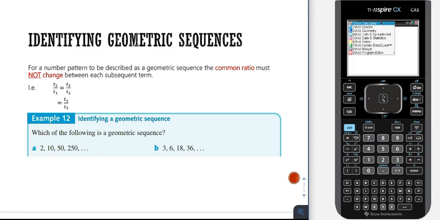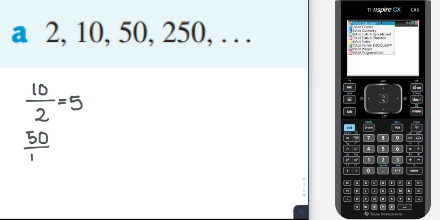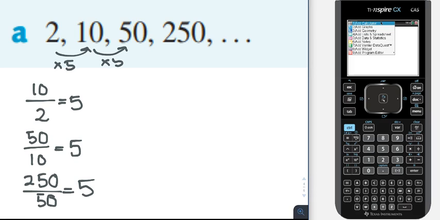Now, identifying if it is actually geometric. For a number pattern to be described as geometric, the common ratio cannot change between each subsequent term. As I go through and look at each subsequent term, it can't change. So 10 divided by 2 is 5, which means that 50 divided by 10 and 250 divided by 50 also have to equal 5. So 50 divided by 10 is 5, and 250 divided by 50 is also 5. Therefore, we can say that this is geometric, which is what we want.